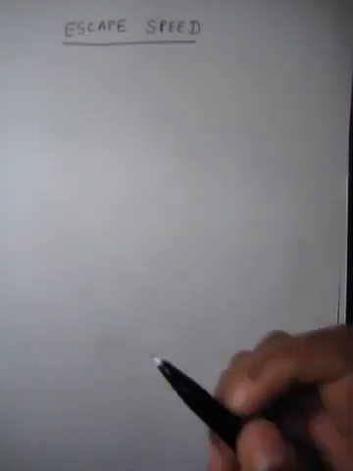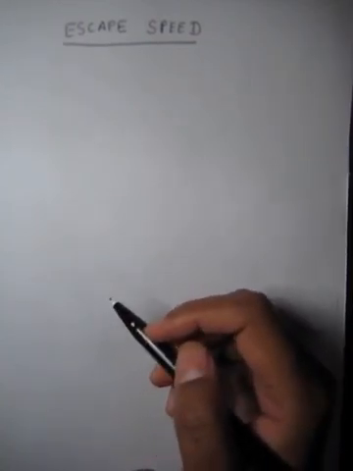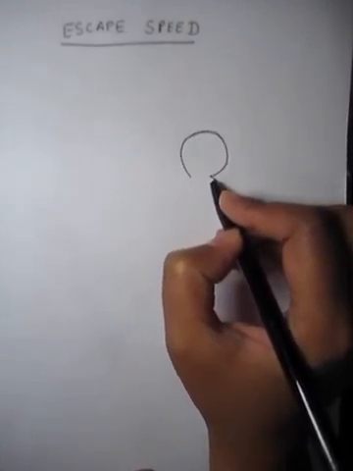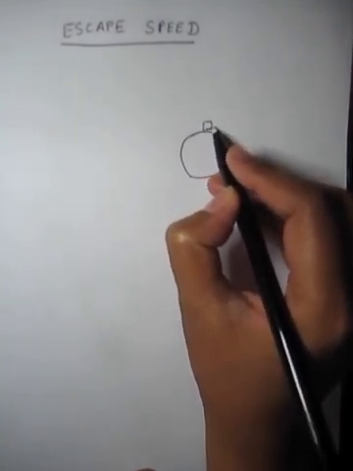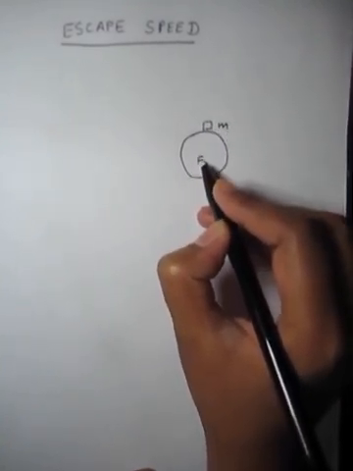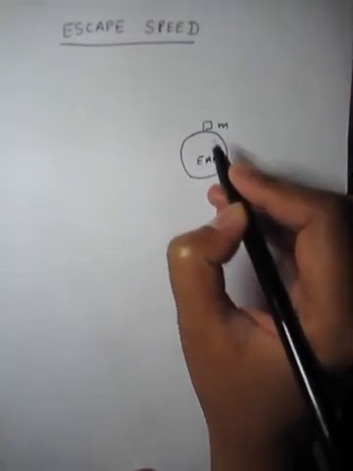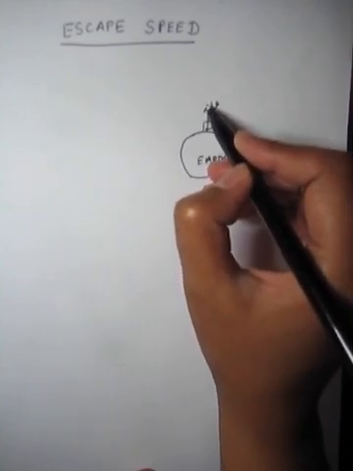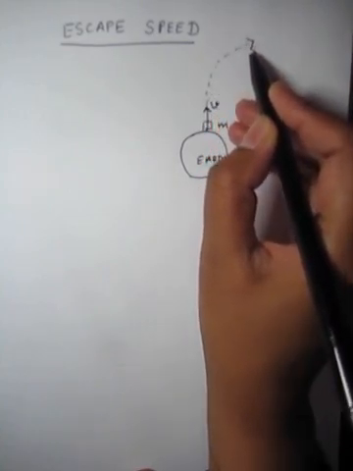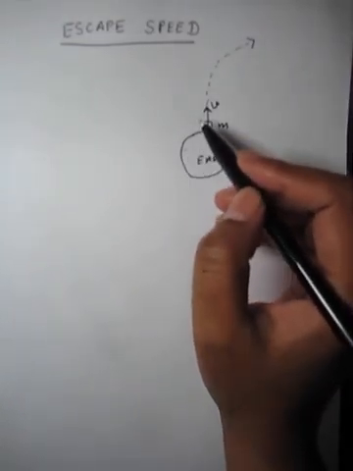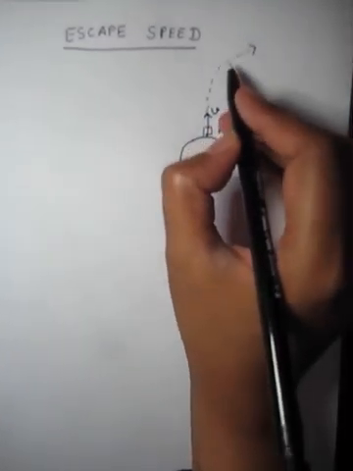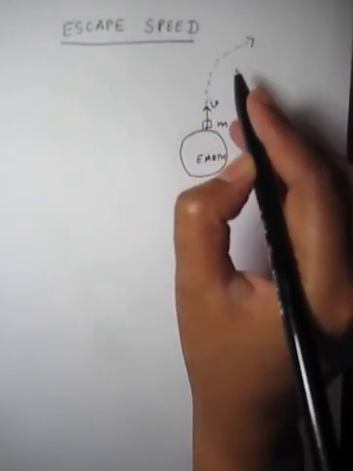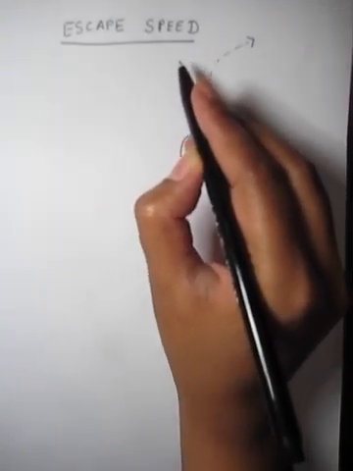Today we are going to study about escape speed. It means how much speed should be given to a mass. Suppose there is a mass on the surface of Earth and we give it some speed such that it goes out of the gravitational pull of Earth. It goes to a very far away distance so that it is no longer in the gravitational field of Earth. So that will mean the escape speed.